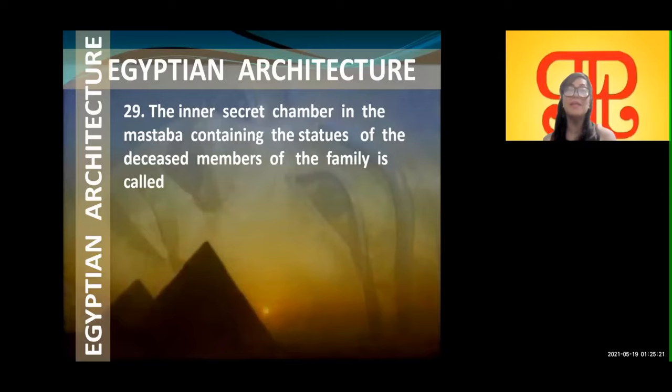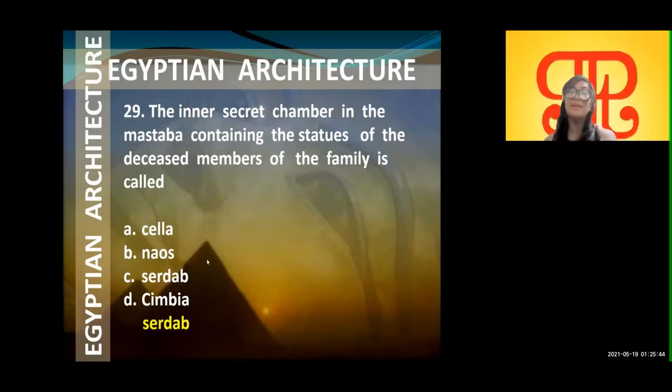Next is 29. The inner secret chamber in the mastaba containing the statues of the deceased members of the family is called the secret chamber. Is it A, Celia? Is it B, Naos? Is it C, Serdab? Or is it D, Simbia? So the answer here is letter C, Serdab.